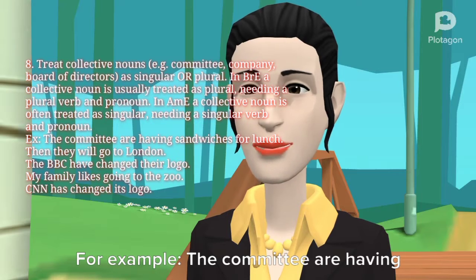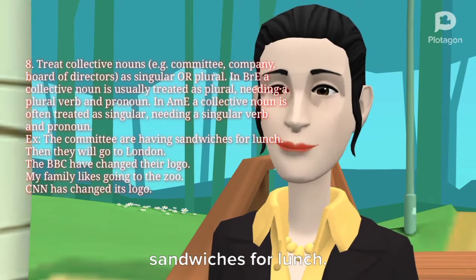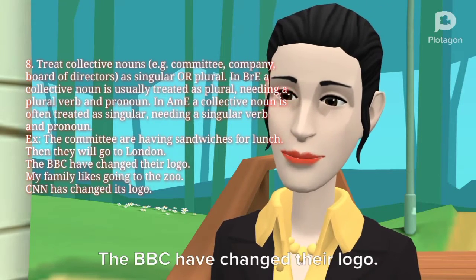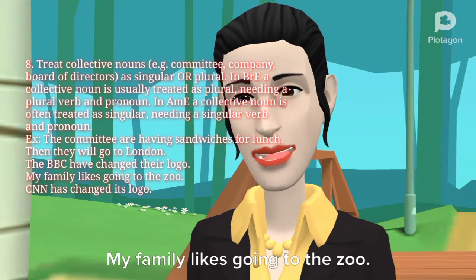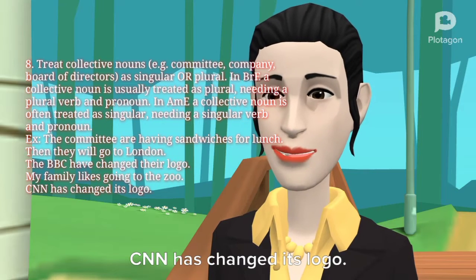For example, the committee are having sandwiches for lunch. Then they will go to London. The BBC have changed their logo. My family likes going to the zoo. CNN has changed its logo.